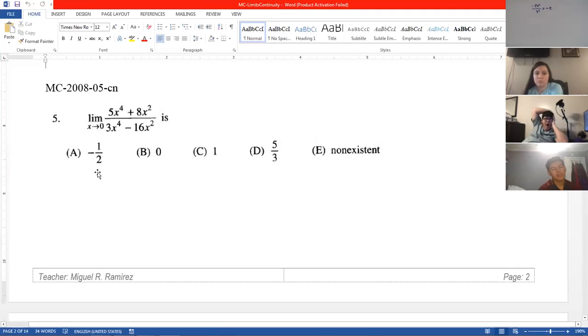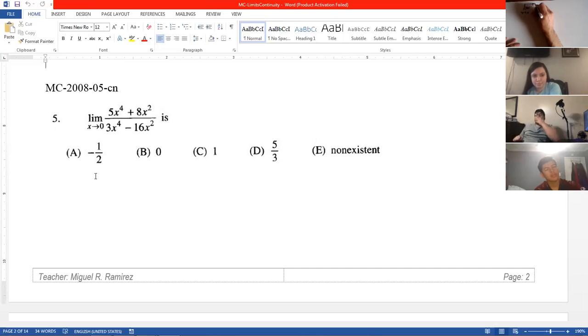Okay. Now I'm going to switch the thing for this limit. This is not at infinity. This you have to do the algebra. Let me just put this down. The limit when x approaches 0 of 5x to the 4 minus 8x squared over 3x to the 4th minus 16x squared. Okay. Now I'm going to go to the board.